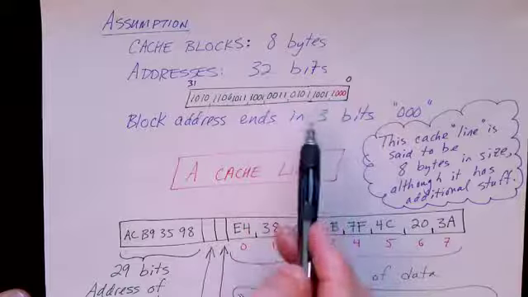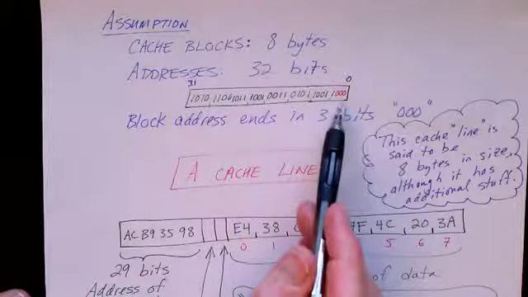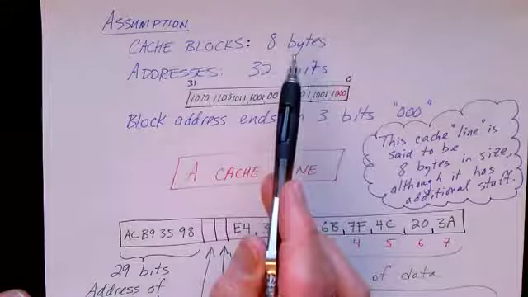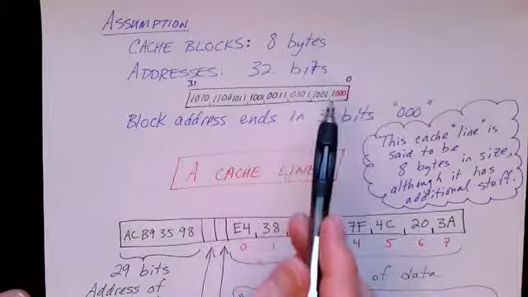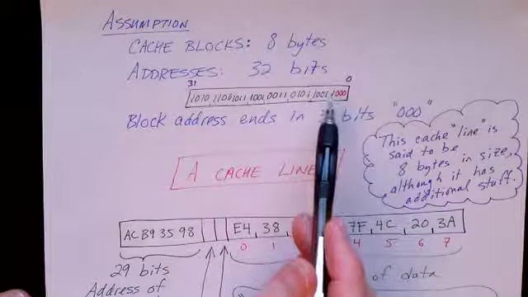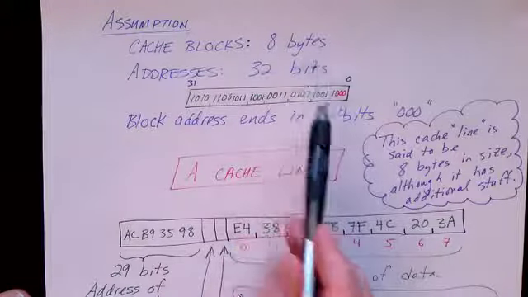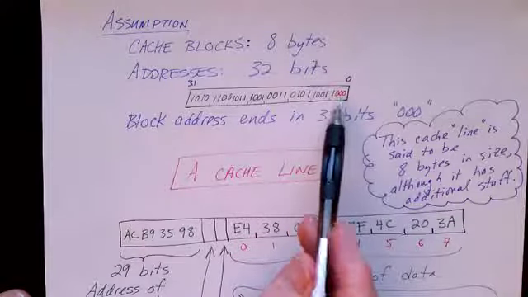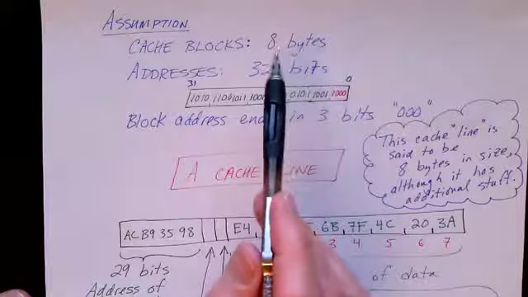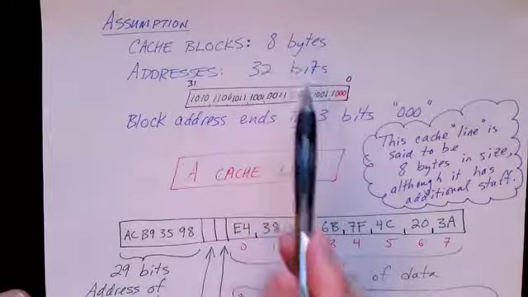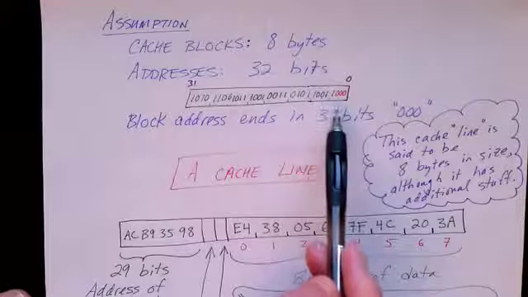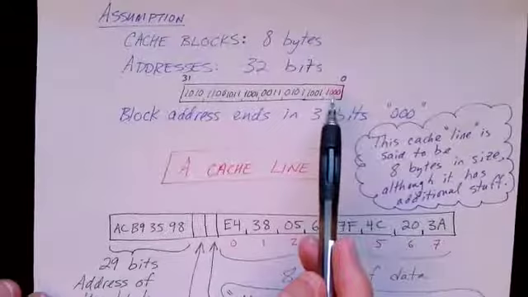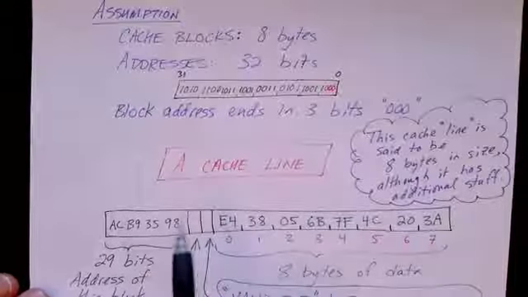In other words, in binary 0, 0, 0 through 1, 1, 1. So the block address will end in 3 zero bits because the block size in this example is 8 bytes. If the block size were larger, it would be more bits. If the block size were, for example, 16 bytes, then the last 4 bits would be 0. If the block size was 64 bytes, then the last 6 bits would be 0. But in our example, it's just the last 3 bits because blocks are 8 bytes.